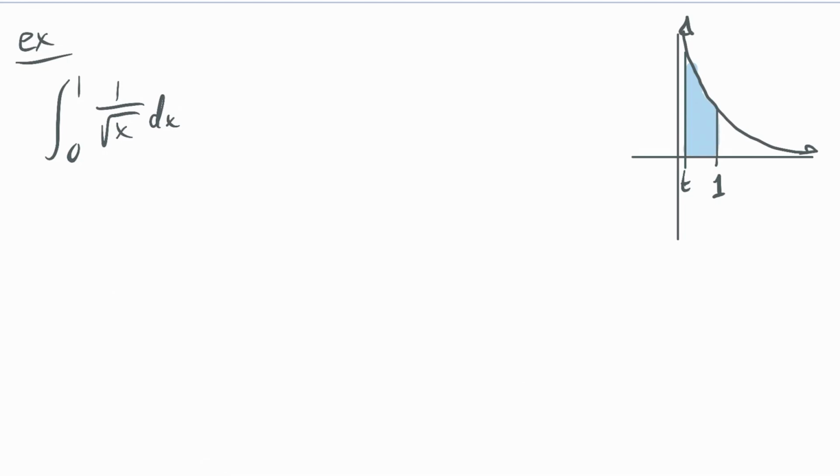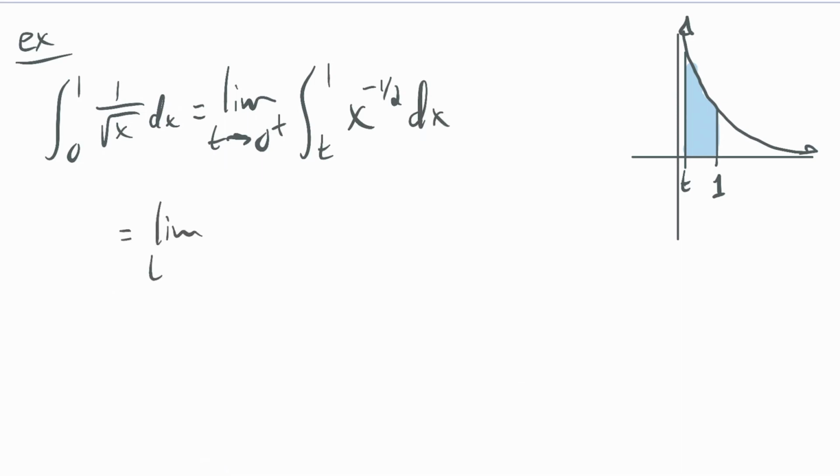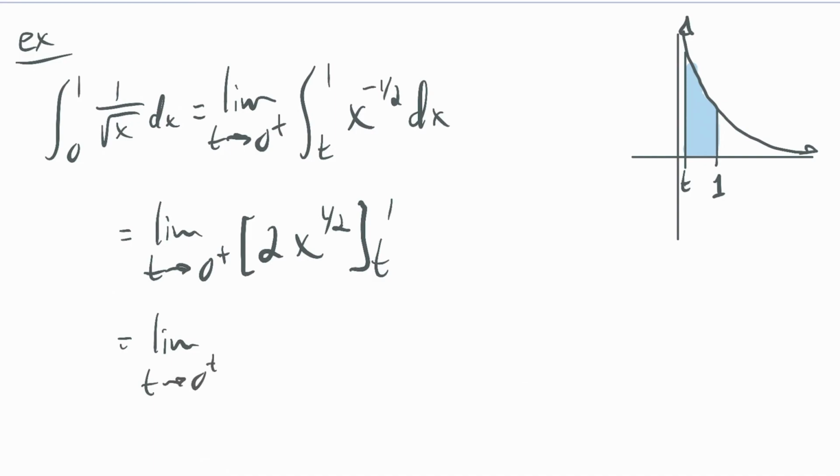and then we'll let t go to 0 and see what happens. Okay, so this will be the limit as t goes to 0 from the right of the integral from t to 1 of x to the negative 1/2 power dx. So this is going to equal the limit as t goes to 0 from the right of 2x to the 1/2 power, evaluated at t and at 1. So this equals the limit as t goes to 0 from the right of 2 minus 2 times the square root of t.